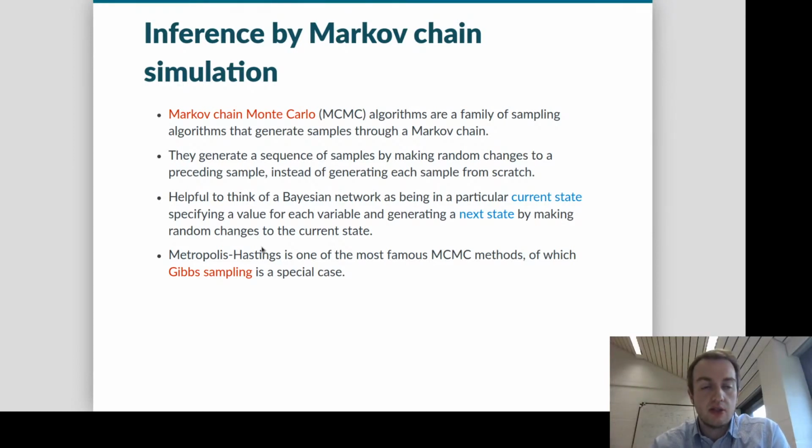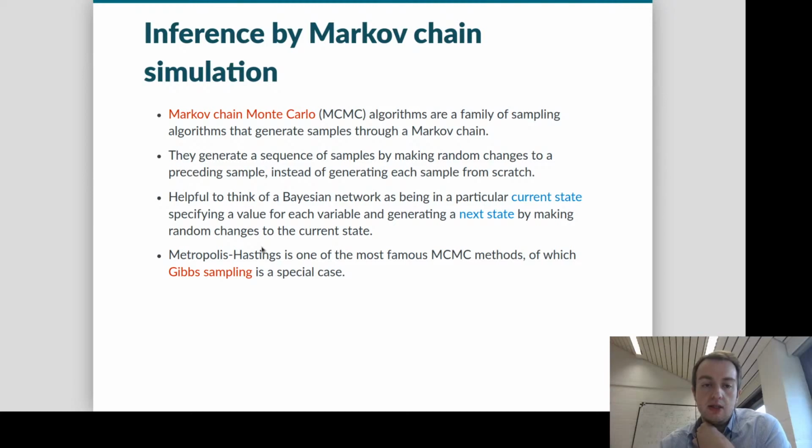You just have to imagine that you're sampling values in sequence, and the sequence is called a chain. The chain can be of any size, can be infinite, and we'll just keep doing that. To transition from one state in this chain to the next, we just have to sample from a simple conditional probability distribution, which only depends on the current state. Then this algorithm will generate a sequence of samples by making random changes to the preceding sample, or the current sample, instead of generating each sample from scratch.